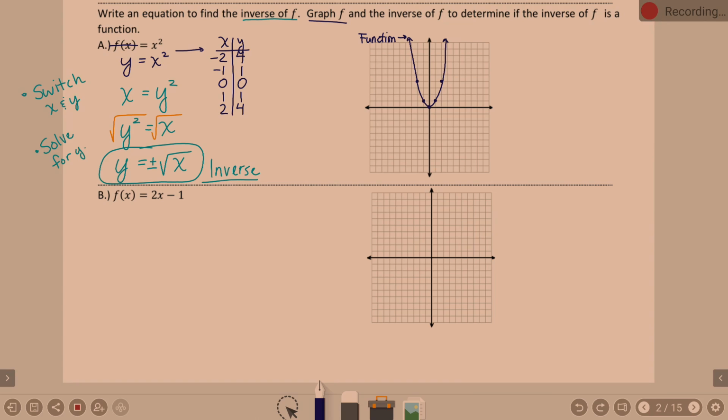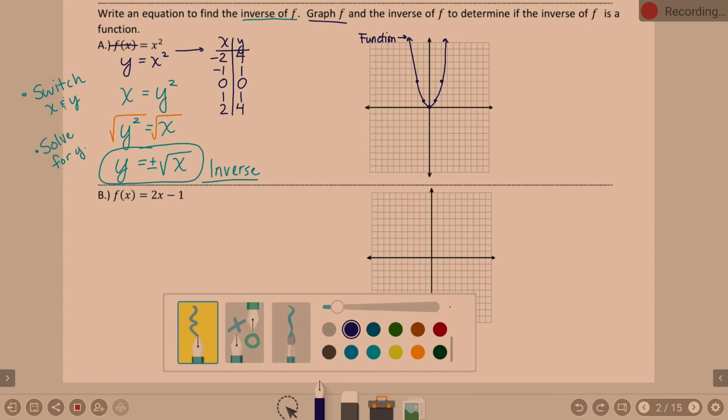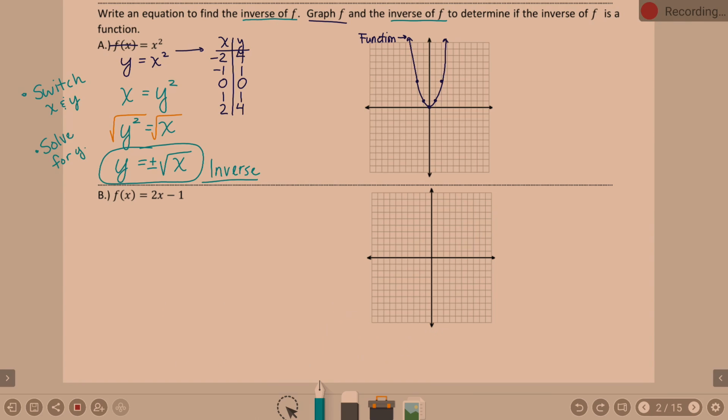So it asks us to graph f. And then it asks us to graph the inverse of f. Ideas for graphing the inverse of f. Again, I'm willing to talk options here. There's several. And we want to graph y equals plus or minus the square root of x squared.